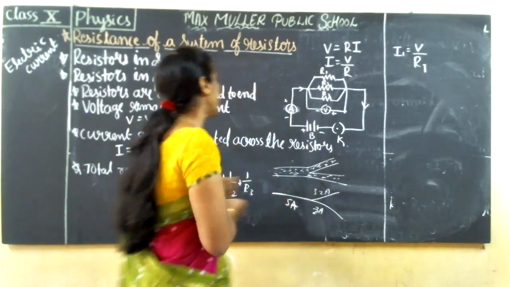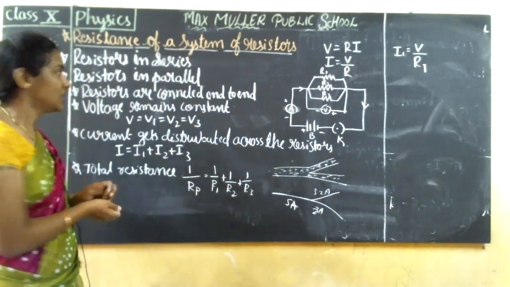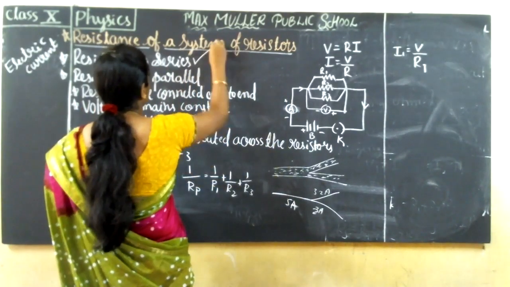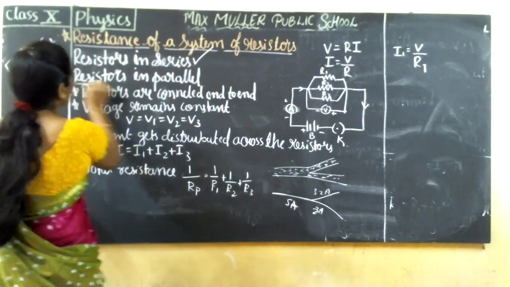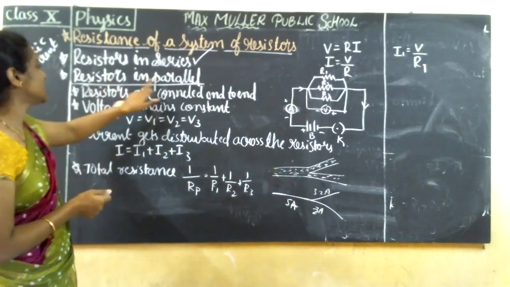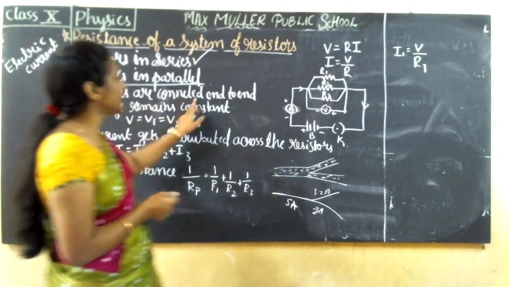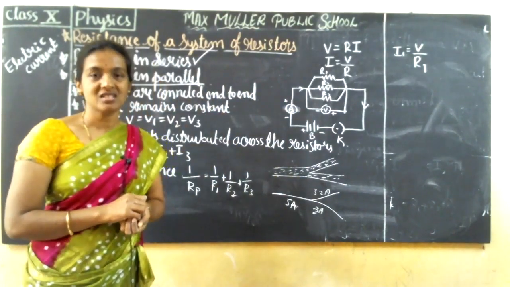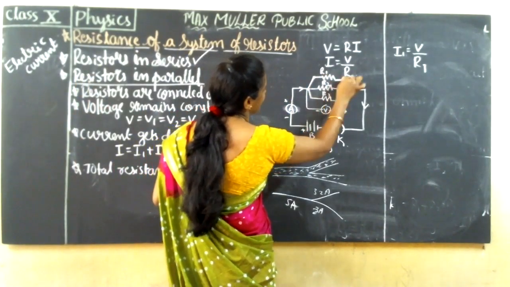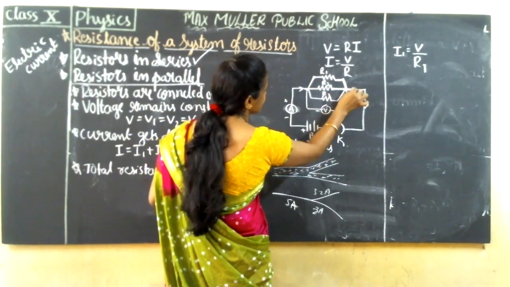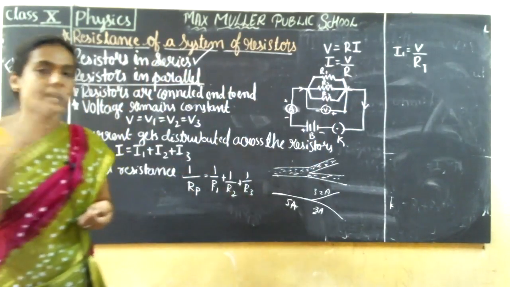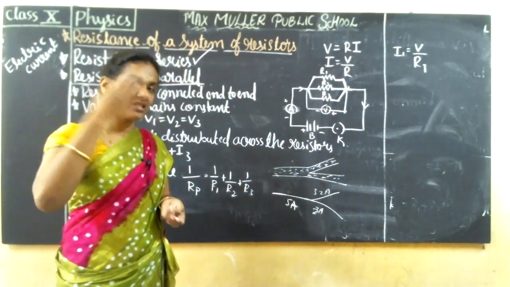So come to our 4 important points here. Resistors in series, I have explained in the last class. Now we are going to study the resistors in parallel. When you connect the resistors in parallel, resistors are connected end to end. From here to this end, from here to this end. This is the end of this resistor, this is the end of this resistor. So resistors are connected end to end, not one after the other.